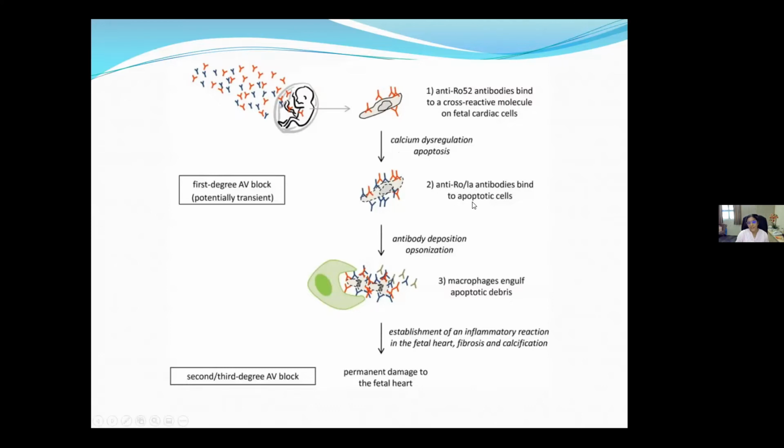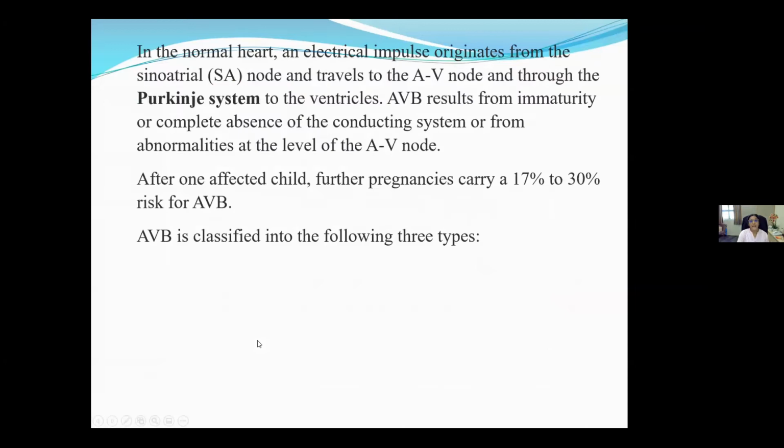The anti-Ro, anti-La antibodies bind to the apoptotic cells, and then there is antibody deposition and opsonization. The macrophages will engulf this apoptotic process and debris, and then finally there is establishment of an inflammatory reaction in the fetal heart, fibrosis and calcification, leading to permanent damage of the fetal heart.